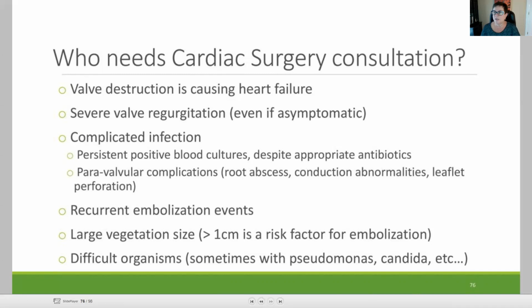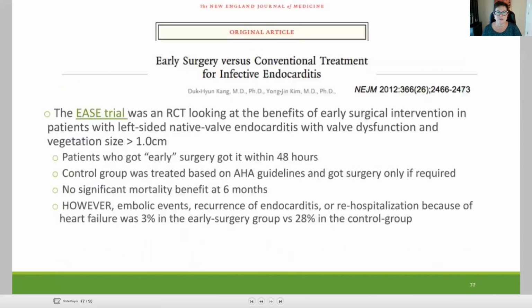Well, any valvular destruction that's causing heart failure, anybody that has severe regurgitation, anybody who is experiencing complications, so para-valvular complications such as heart block, recurrent embolization events. Anytime there is vegetation larger than a centimeter, that is a risk factor for embolization. And as you remember a few slides ago, 61 of the 102 patients that were looked at had a lesion that was greater than 1 centimeter. And then maybe difficult organisms, especially Pseudomonas. Pseudomonas is a bad infection, and also anybody with fungal infections.